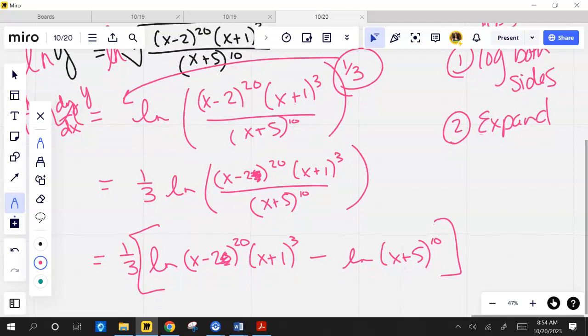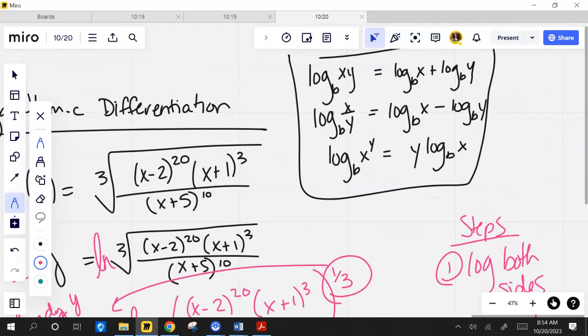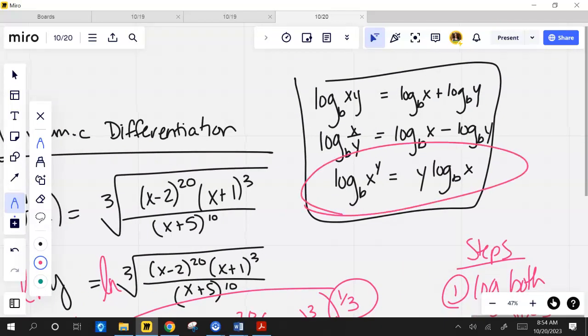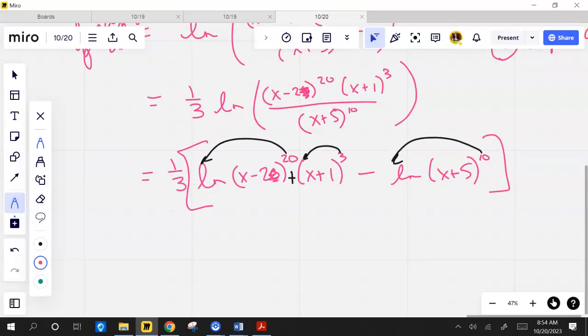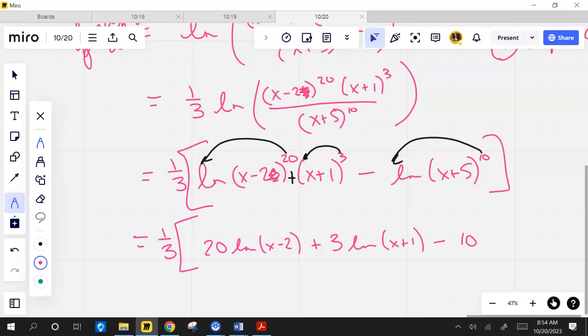I'm going to keep splitting up. Maybe this I bring around to the front here. I'm going to split these up with addition, and also I'm going to bring these around to the front of them. I'm going to do all that at one time. 1/3, 20 times the log of x minus 2, plus 3 times the log of x plus 1. This is the hardest part of it once we get this.